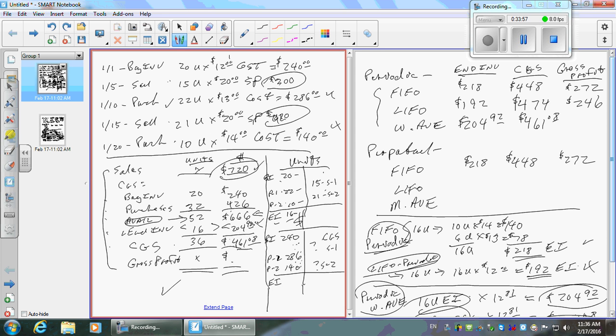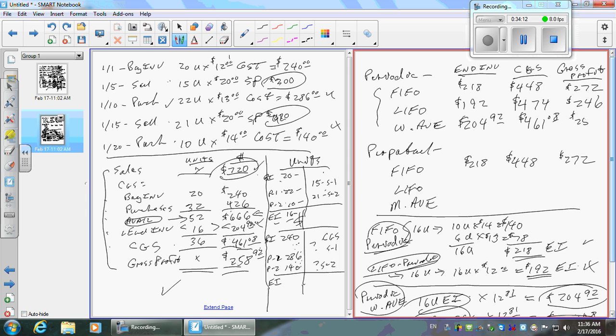So what do you think gross profit is, you guys? If we know cost of goods sold is 461.08, and we know sales are 720, what's the difference? 258.92. How fast can you do a problem like this? Really, pretty quickly once you know what you're doing, guys. I'm going to give you, well, not enough time on the quiz, but lots of time on the test. Okay, so we got LIFO and moving average left to do, right? Okay, let's give that a shot.